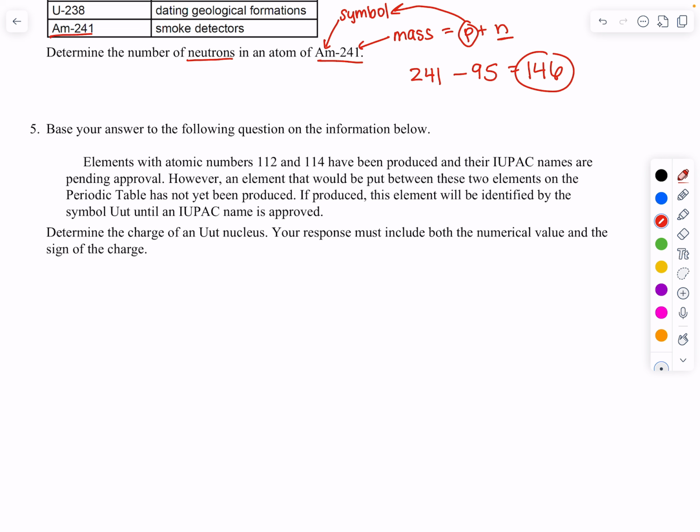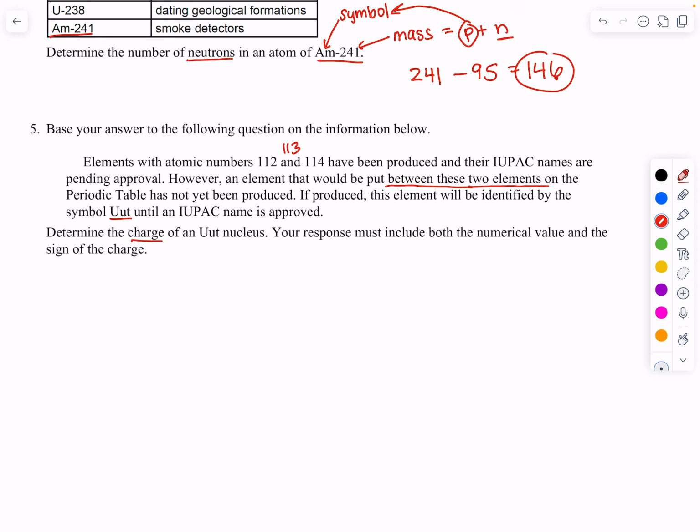Elements with the atomic numbers 112 and 114 have been produced, and their IUPAC names are pending approval. However, an element that would be put between these two elements, well, what element would that be? That would be 113 on the periodic table, has not yet been produced. If produced, this element would be identified by the symbol UUT until an IUPAC name is approved.